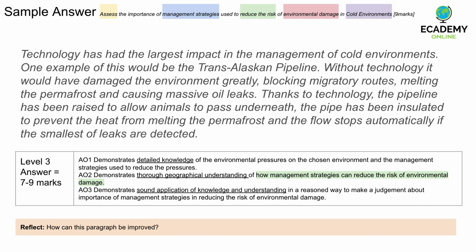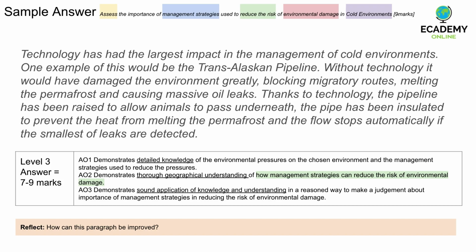Here's another example. Technology has had the largest impact in management of cold environments. One example of this would be the Trans-Alaskan Pipeline. Without technology, it would have damaged the environment greatly, blocking migratory routes, melting the permafrost, and causing massive oil leaks. Thanks to technology, the pipeline has been raised to allow animals to pass underneath. The pipe has been insulated to prevent the heat from melting the permafrost, and the flow stops automatically if the smallest of leaks are detected.